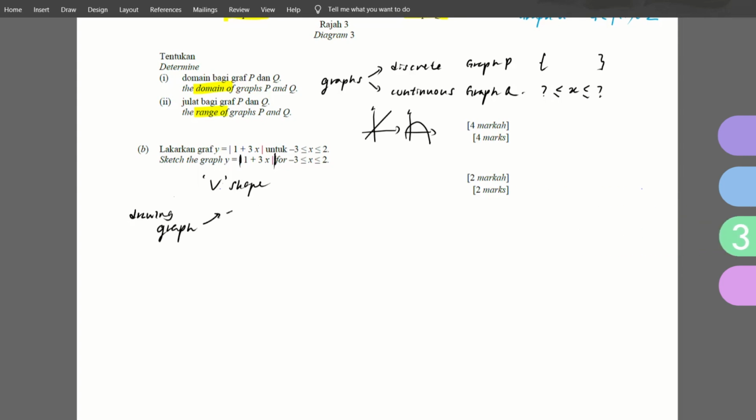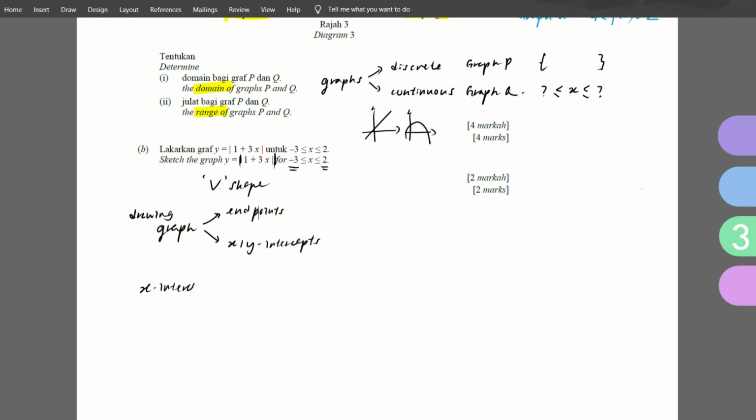So we need to consider two things. The first thing would be the endpoints. Endpoints meaning we need to find the starting point and the ending point when we are drawing the graph. So you can see that the x limits us to draw from -3 until 2. And the other one would be our x or y intercepts. Right? So let's find out all these points. So in total, there are actually 4 points.